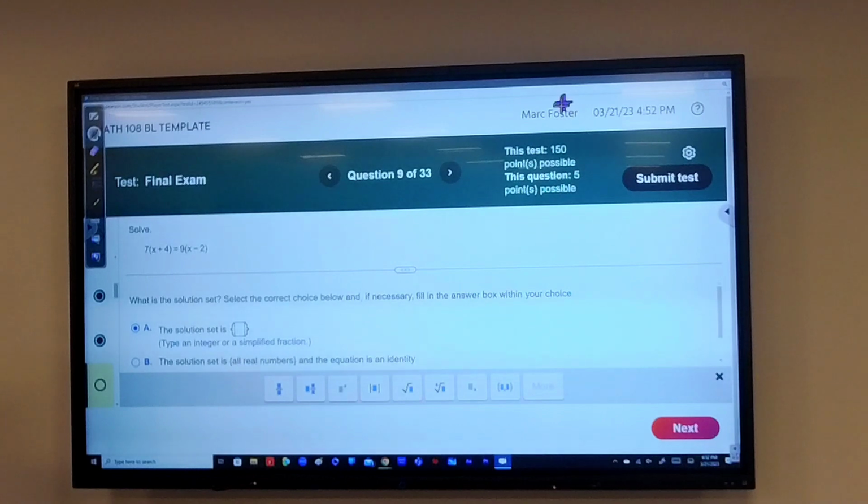Distribute? Combine like terms? Additive inverse? Multiplicative inverse? These 4 steps solve every linear equation. Okay, so I'll have 7x plus 28 equals 9x minus 18.